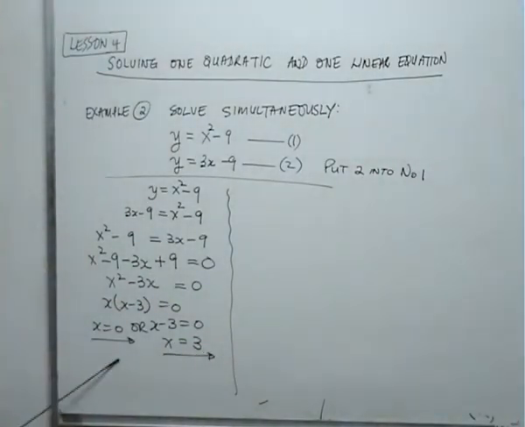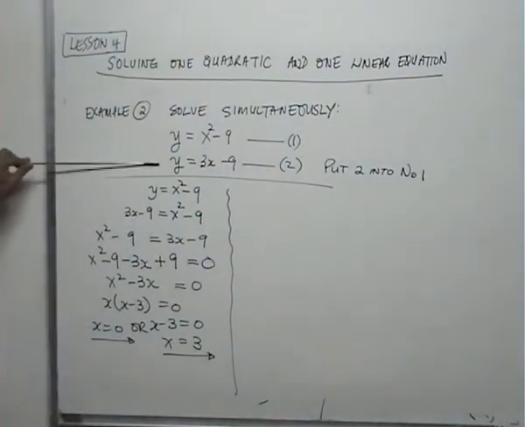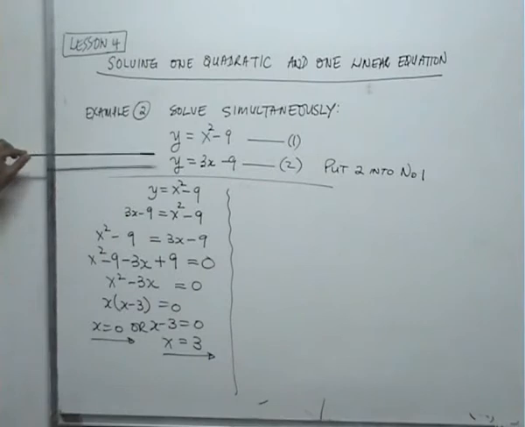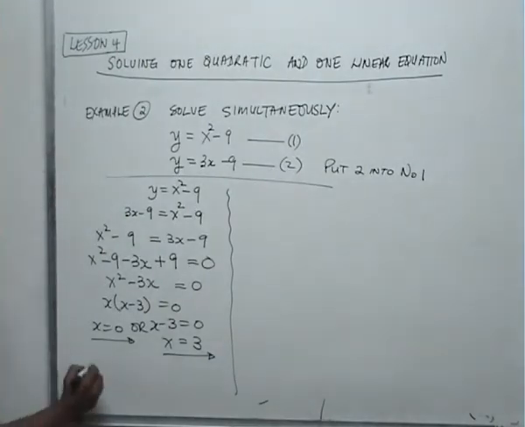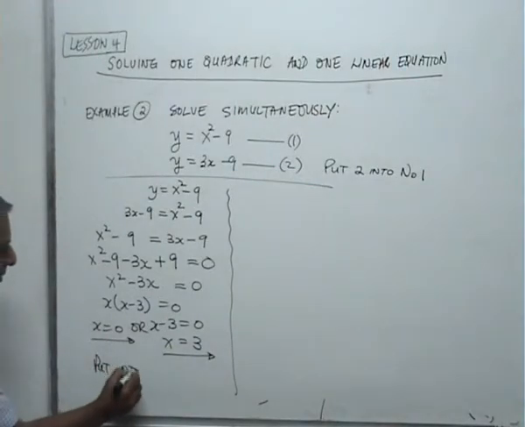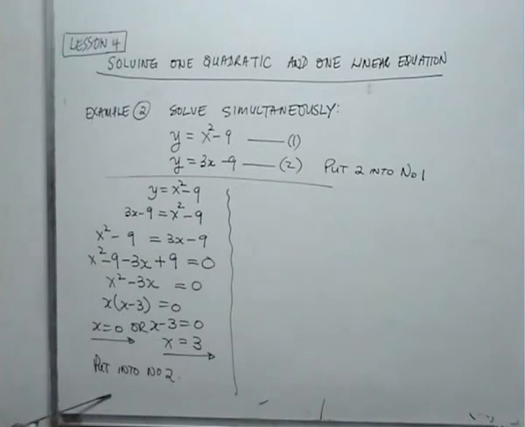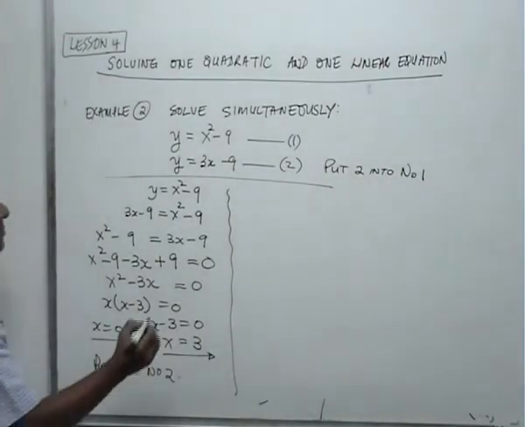Now, I take these two values and I can put them anywhere I like, in number 2 or number 1. It's better for me to put it in number 2 because there's less work. So I'm going to put them in number 2. So now what we're going to do, we're going to put x equal to 0 in number 2. We're going to put x is equal to 3 into number 2. So we do it step by step.